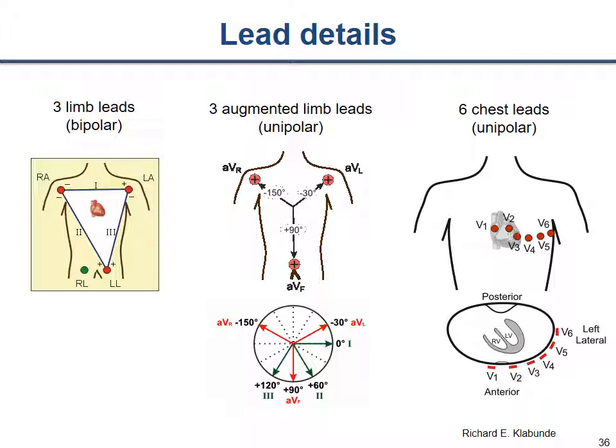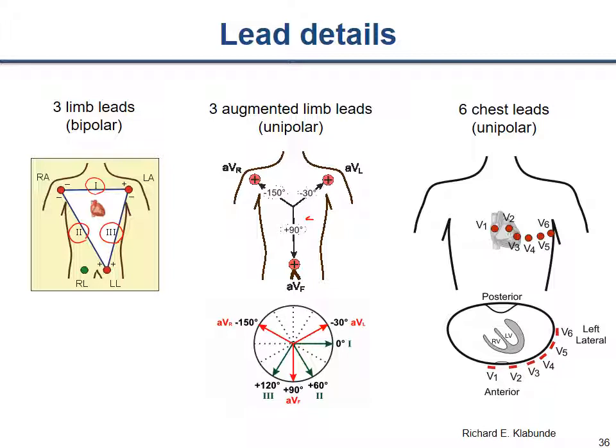Now 3 of our leads are what we call bipolar leads. Lead 1, for example, is the measurement between the right arm and the left arm. Lead 2 is the measurement between the right arm and the left leg. Lead 3 is the measurement between the left leg and the left arm. We call this a bipolar lead because it is measuring the difference between 2 specific spots.